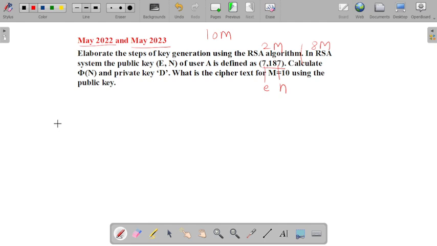And we have to calculate the value of phi of N, value of our private key, that is D, and after that we will find the value of our ciphertext. So what is the value of ciphertext for M is equal to 10 using the public key? So value of M is equal to 10, that is the value of plain text is equal to 10. So first of all, we will solve this 2 marks question, that is elaborate the steps of key generation using RSA algorithm.